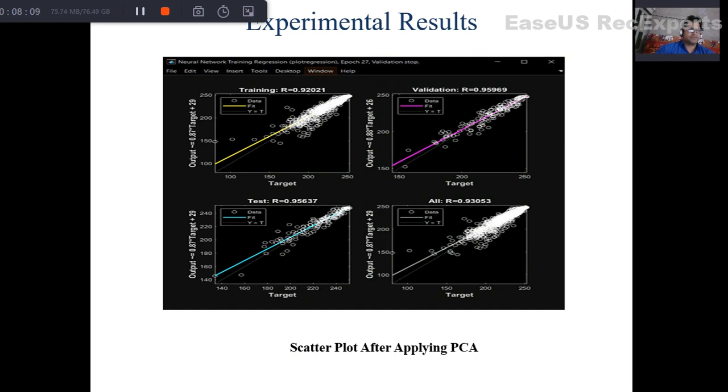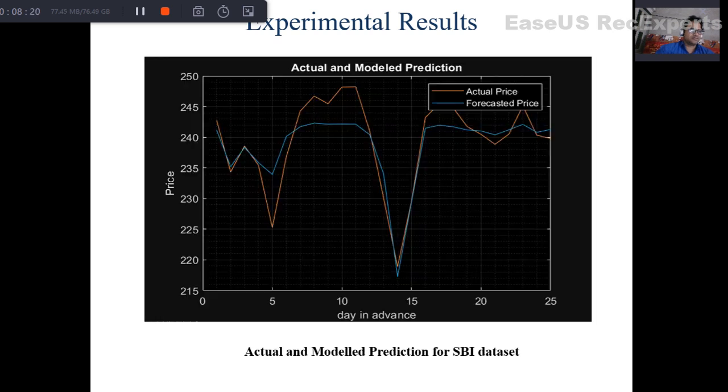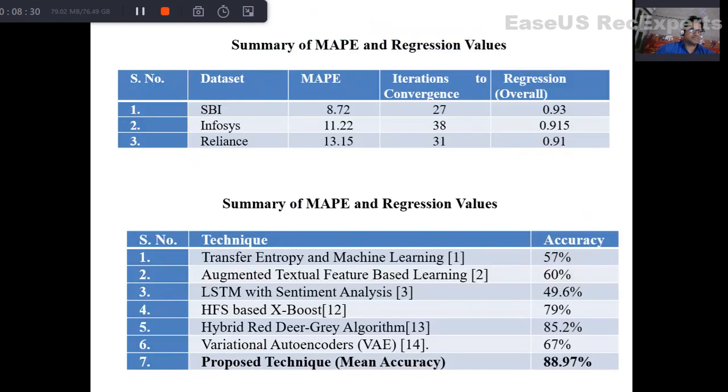Experimental results. After overall regression, the value 0.93053 is very high, almost equal to 1. The red line shows the actual price and the blue line shows the forecasted price. This is the summary of all the results.